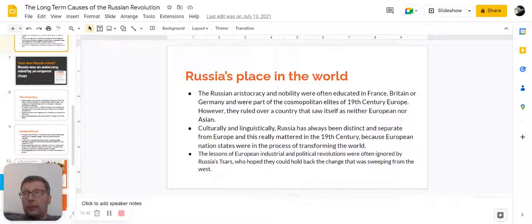and having a ruling class that is really quite cosmopolitan, spends much of its time, if not much, some of its time abroad, and has little knowledge of Russia, and sometimes even doesn't speak much Russian. The question occurs to many peasants, well, the new rising working classes, well, what do we keep these people around for?